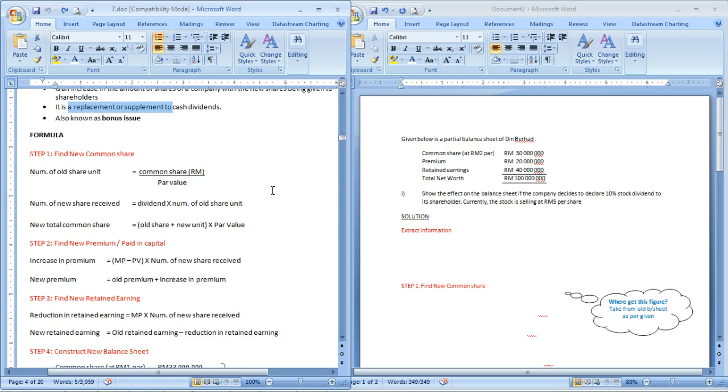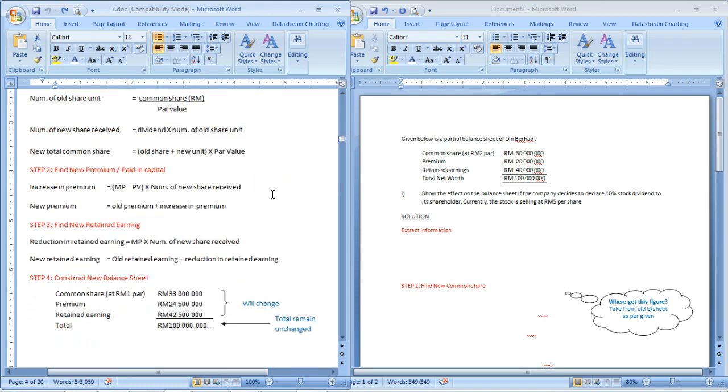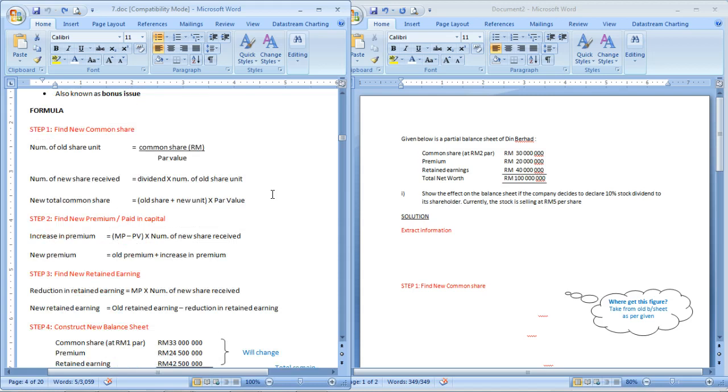I would like to introduce you to several formulas that you need to know for stock dividend. I will provide you the formula in the final exam, but not all the formulas. I will state later which ones.